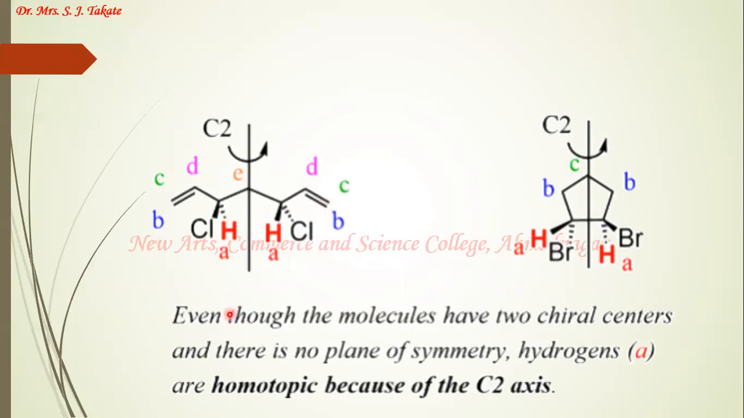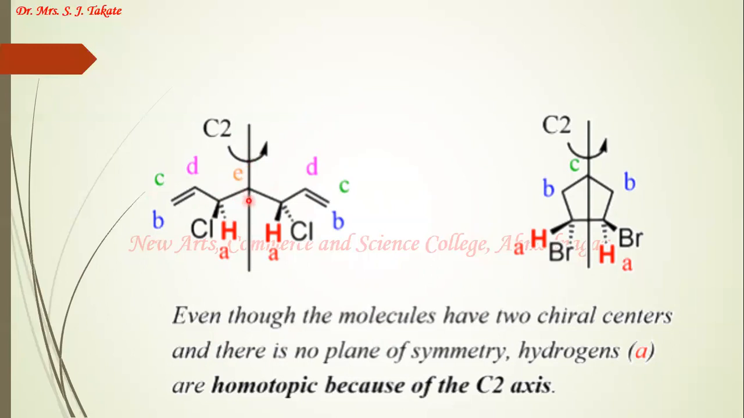Check this molecule. Even though the molecule has two chiral centers, where are the chiral centers? Look at this, this is a chiral center. This is also a chiral center. And there is no plane of symmetry. Why is there no plane of symmetry?